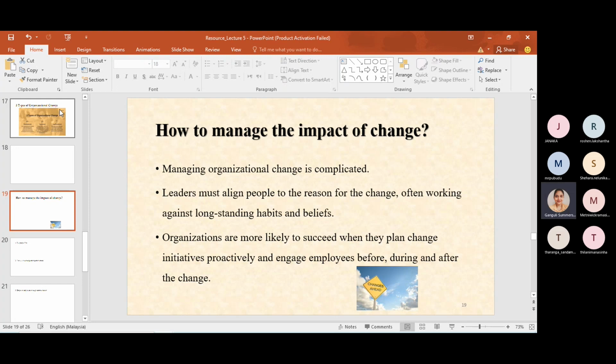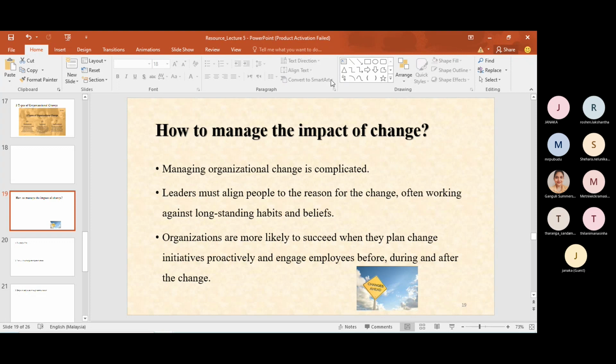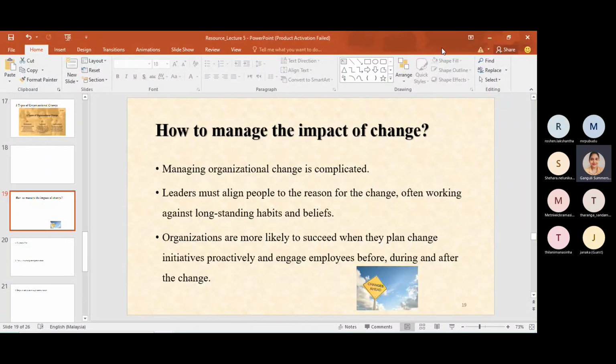Because it's something new happening in their company, people will find it challenging, and sometimes people will find it a bit difficult to adapt to these changes, and sometimes people will feel anxious about things. People will start worrying about things. So changes can cause anxiety and worry in people working in the company.